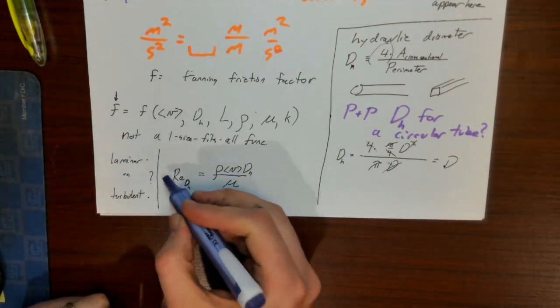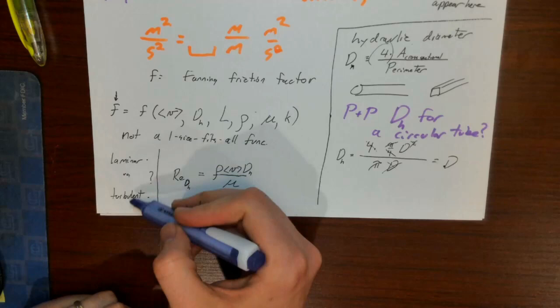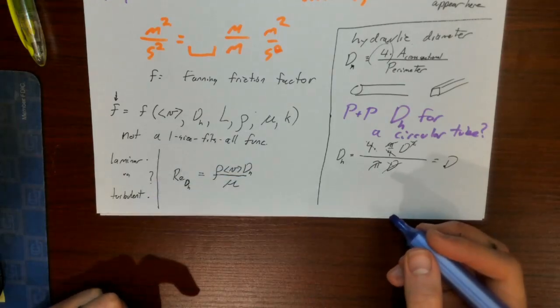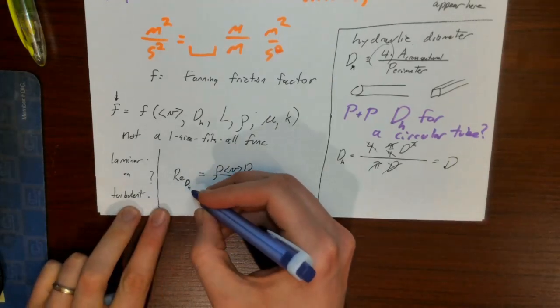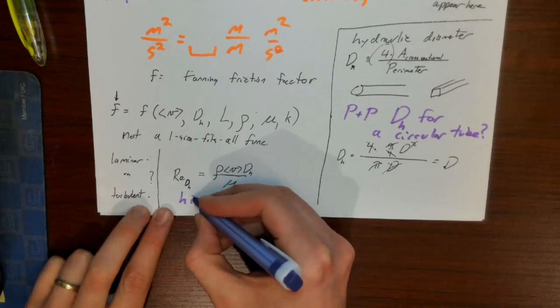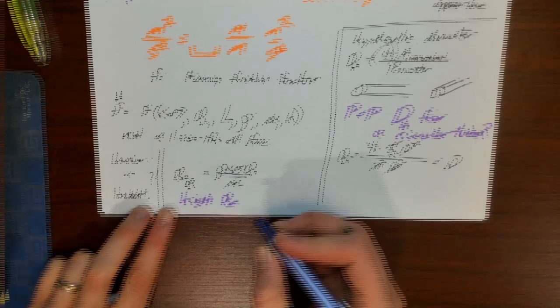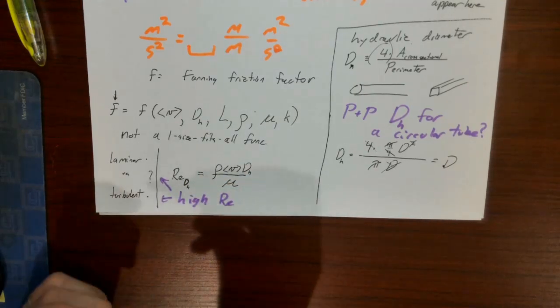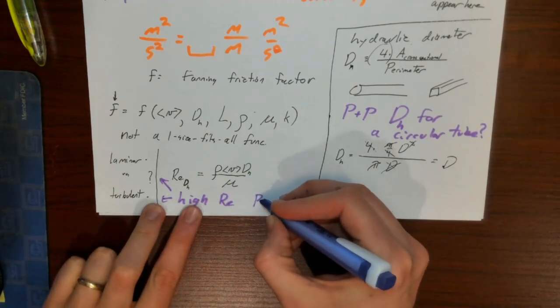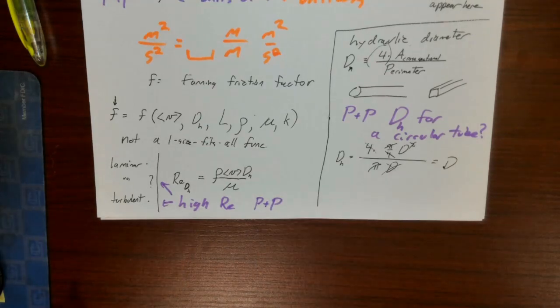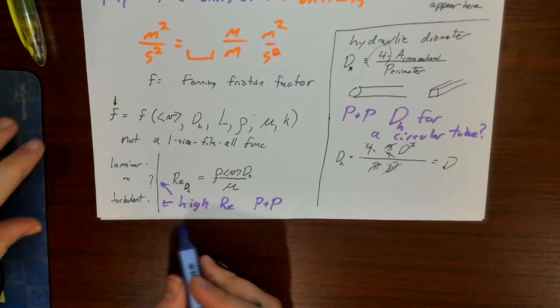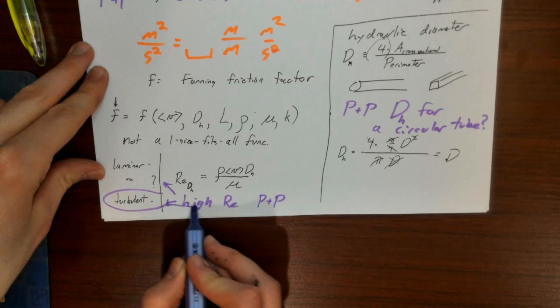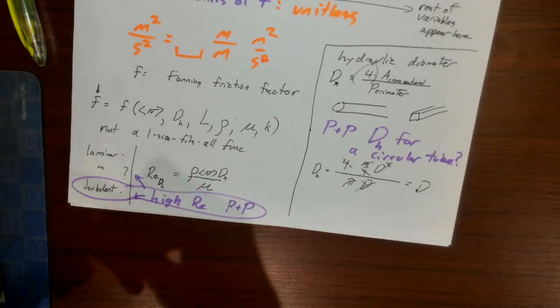So if we're thinking about Reynolds number, what flows are associated with high Reynolds numbers? Let's say we have a high Reynolds number. Are we dealing with laminar flows, or are we dealing with turbulent flows in that case? So pause and ponder. All right, so hopefully you've paused and pondered. High Reynolds number is associated with turbulent flows.